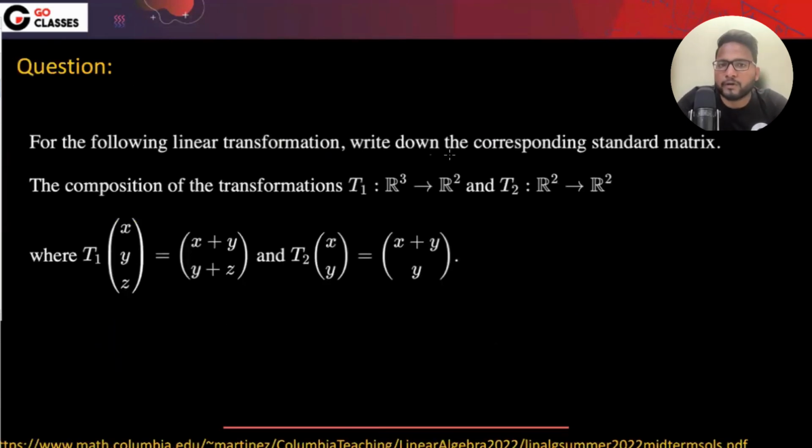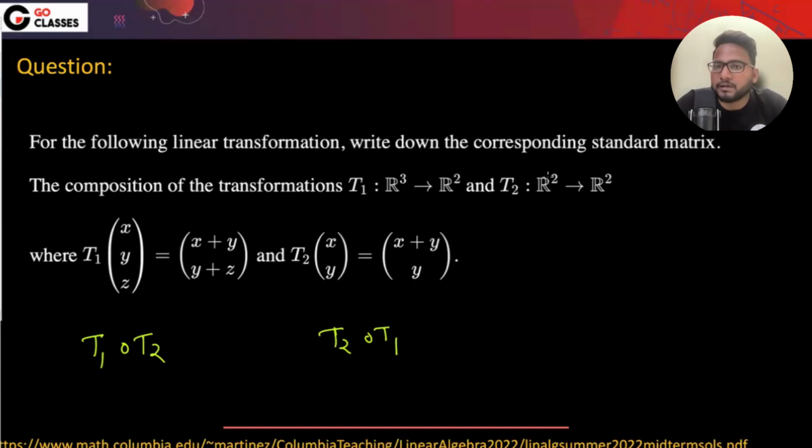Let's do this. For the following linear transformations, write down the corresponding standard matrix of the composition of the transformations. First, you need to tell me the matrix corresponding to this, then the matrix corresponding to this, and then they are asking for the composition of the transformations. By the way, do you think T2 of T1 will make sense? Or T1 composition with T2? Make sense in the sense of dimension.